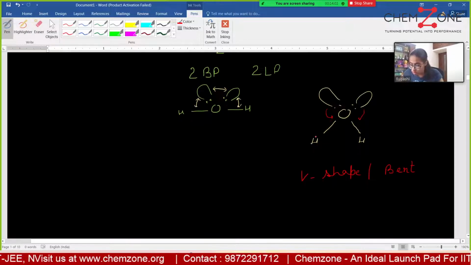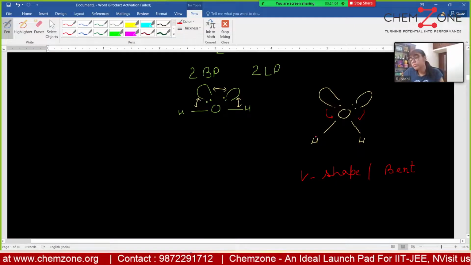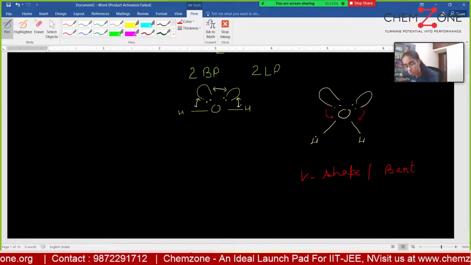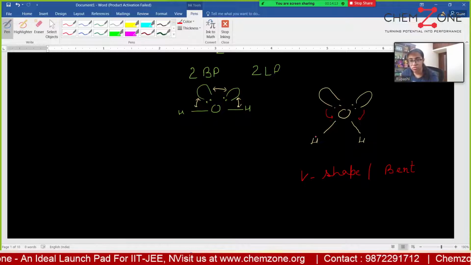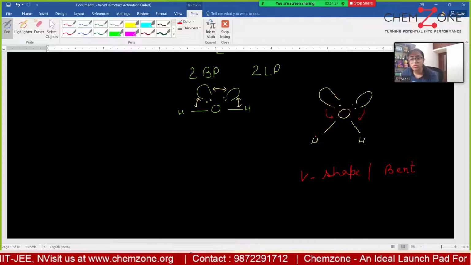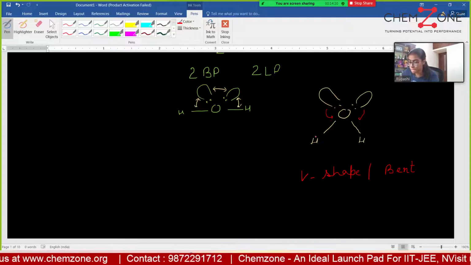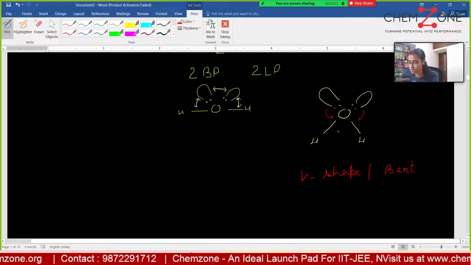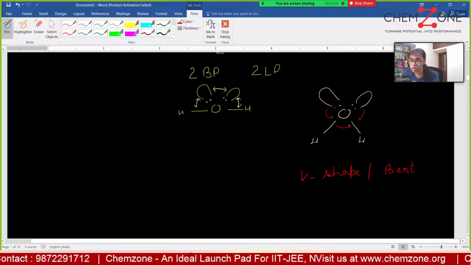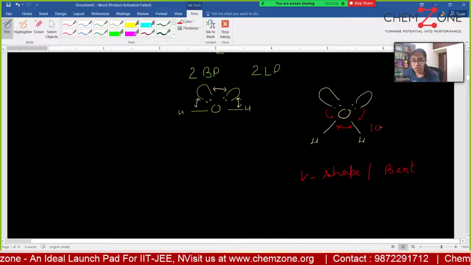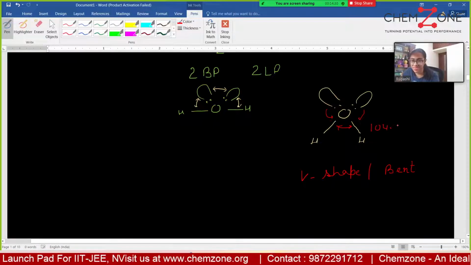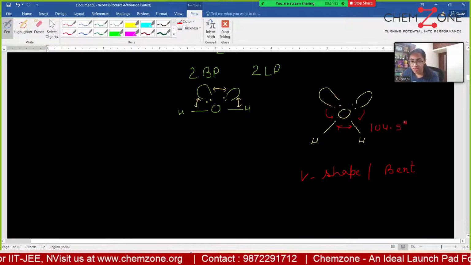We can compare the bond angle. I'm not telling you the exact bond angle, and we don't need to remember it even. But we should be able to compare which is the bigger bond angle or smaller bond angle on the basis of this VSEPR theory. The more the lone pairs, the smaller the angle. Now I'm giving a very popular angle for water, you should know, 104.5 degrees.